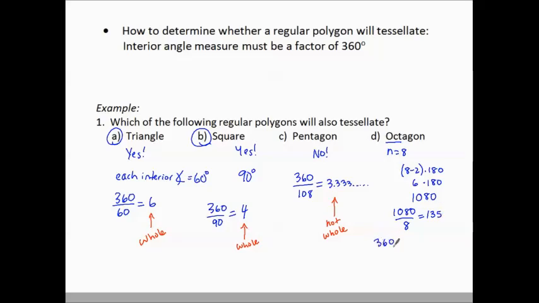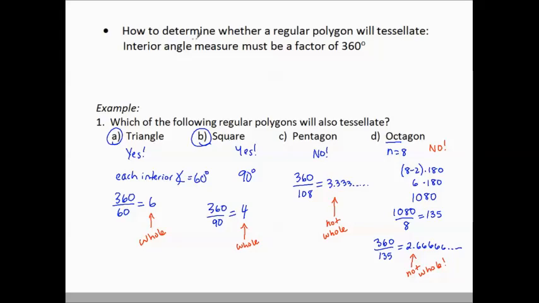360 is what it has to divide evenly into. 360 divided by 135, 2.66666. Keeps going, keeps going. So, is it a whole number? Nope, not a whole number. Therefore, octagon, no. Triangle, yes. Square, yes. Hexagon, like we saw earlier, yes.